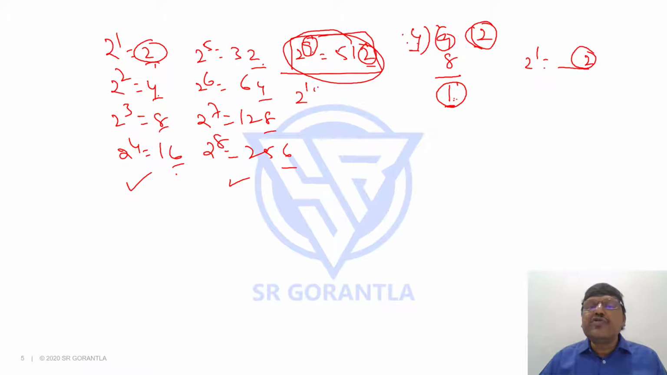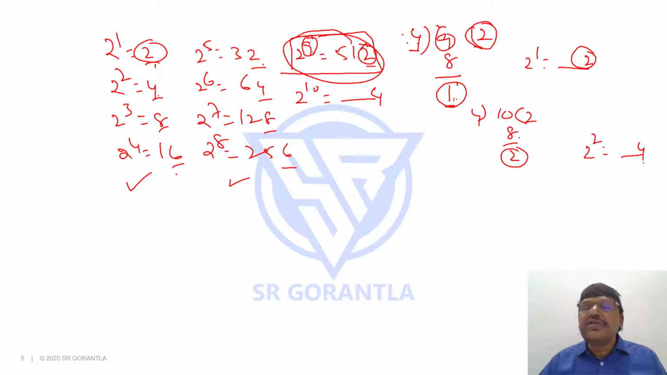Suppose you ask me what is 2 power 10's unit place, you all know it is 1024, so 4. What will I say? Power is 10, I divide by 4. 4 twos are 8. Remainder 2 means I take 2 power 2. 4 is the unit place. Tallied or not? But 2 power 12, if I take, students.